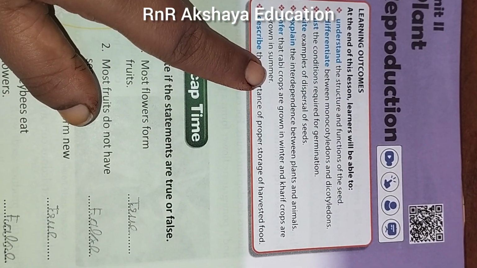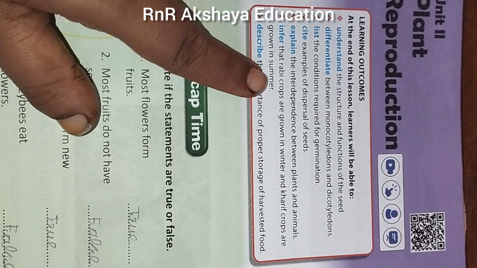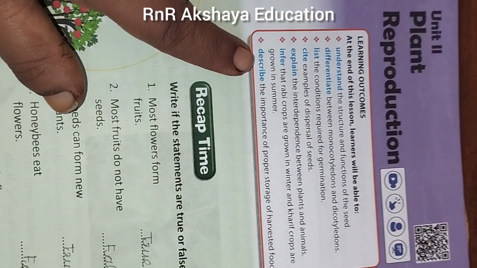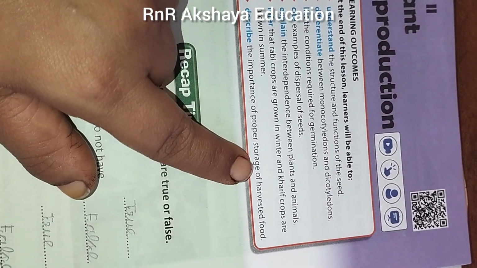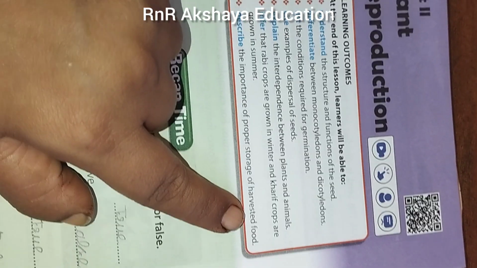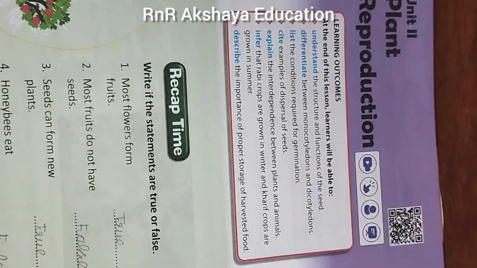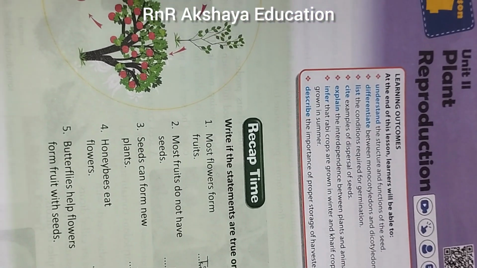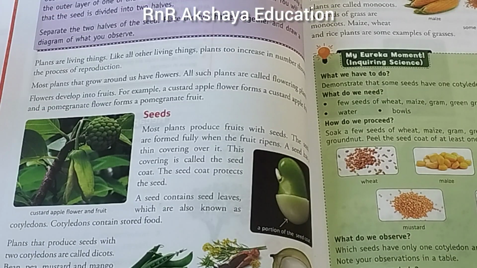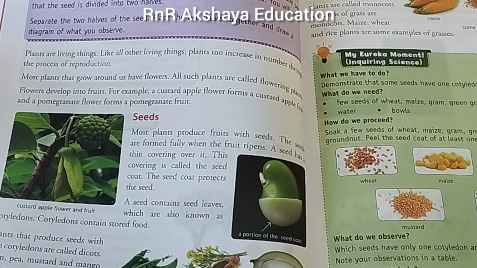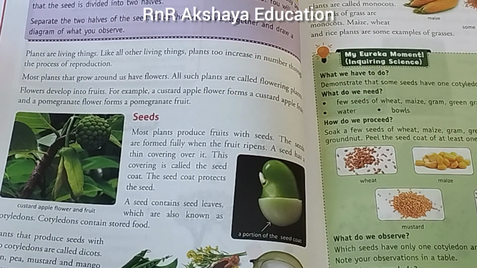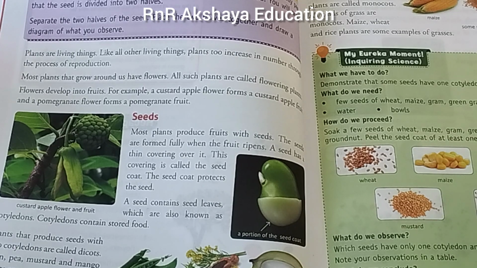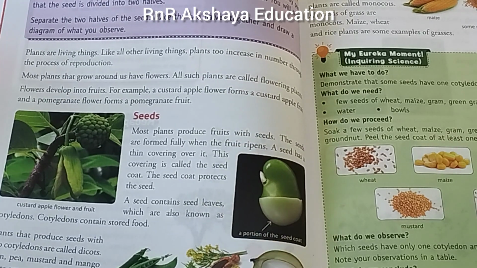So we'll be able to learn in this chapter which ones? Rabi crops as well as kharif crops. Describe the importance of proper storage of harvested food. So these are all the outcomes you will learn in this lesson. Now we will start the lesson. Last year in 4th standard you learned about plant reproduction, is it? So now we learn a little bit more in detail.